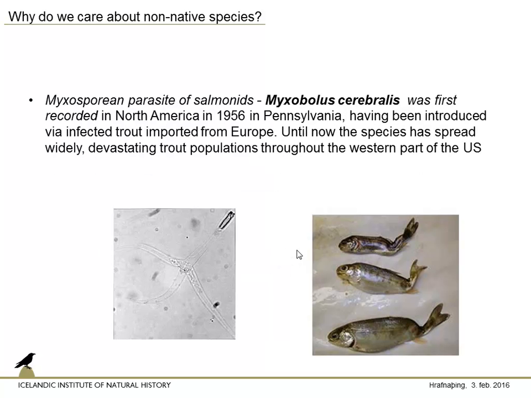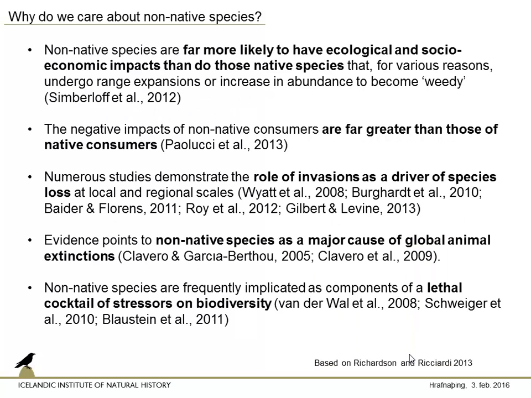Another example is Myxobolus cerebralis. It's a parasite of salmonids that was first recorded in North America in 1956 in Pennsylvania. After having been introduced via infected trout imported from Europe, it has spread widely and has had a devastating effect on trout populations throughout the western part of the US. As we can see here, these are infected fish. All these examples show the effect of non-native species on local fauna and flora.